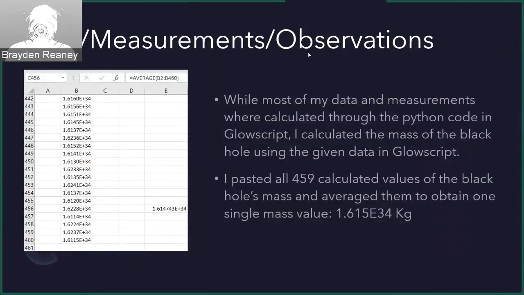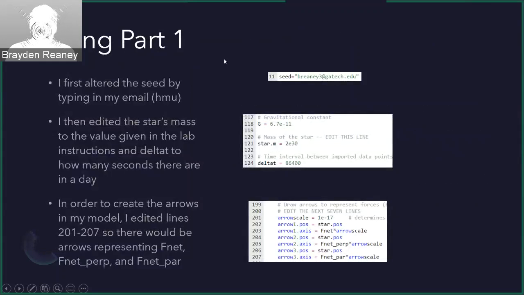Here are my data measurements and calculations that I'll go over now. And while most of my data and measurements were calculated through the Python code in GlowScript, I calculated the mass of the black hole using the given data in GlowScript. I pasted all 459 calculated values of the black hole's mass and averaged them to obtain one single mass value as seen here, which was roughly 1.615 times 10 to the 34th kilograms. And here's the beginning of my coding.